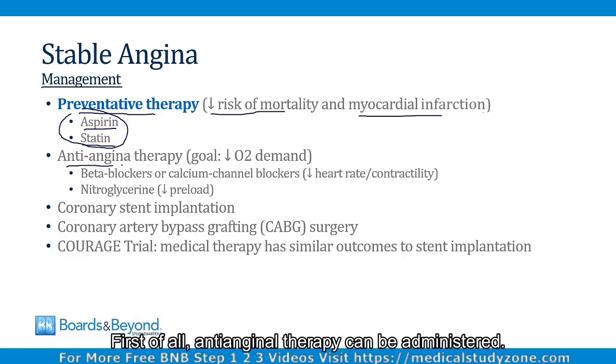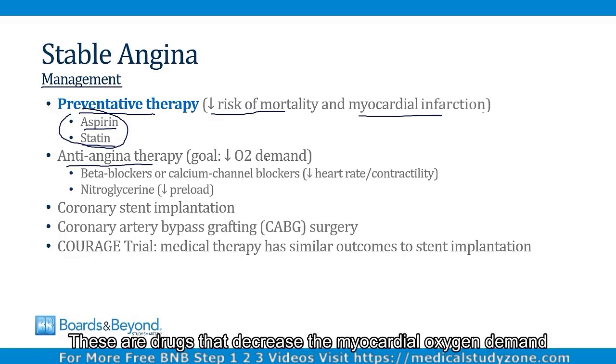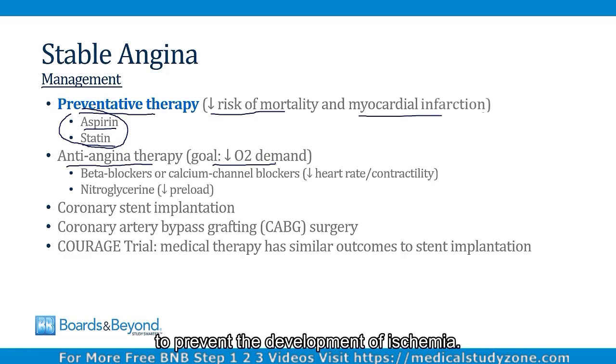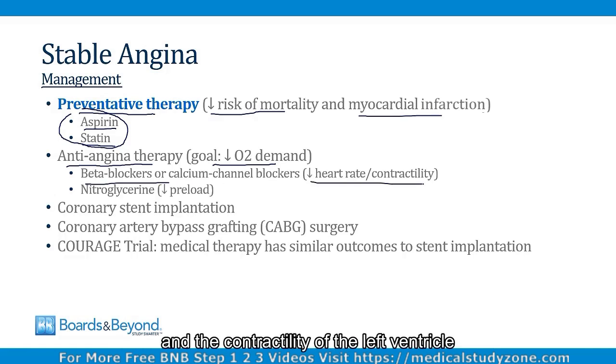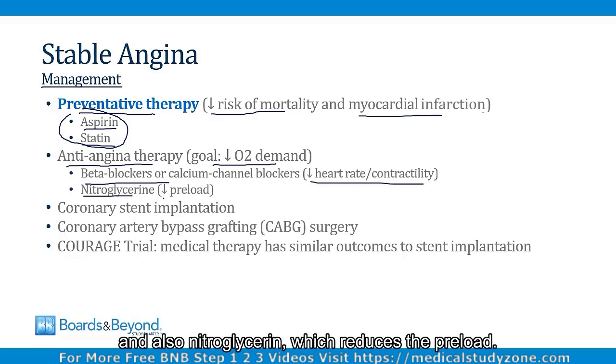First of all, anti-anginal therapy can be administered. These are drugs that decrease the myocardial oxygen demand to prevent the development of ischemia. Drugs used for these purposes are beta blockers or calcium channel blockers. They decrease the heart rate and the contractility of the left ventricle, and also nitroglycerin, which reduces the preload.